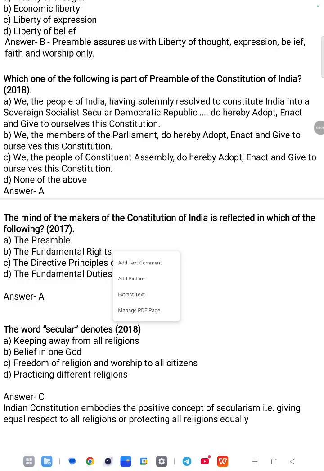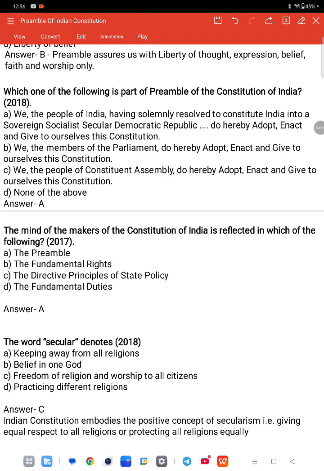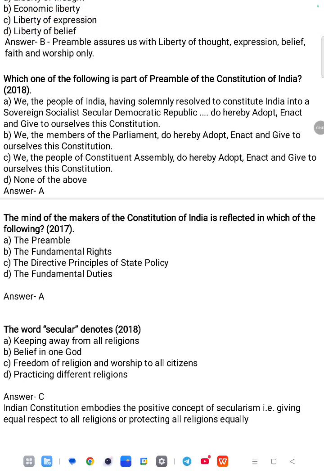Now, the mind of the maker of the Constitution is reflected in which of the following? Definitely the preamble reflects the mind of the Constitution maker. The word secular denotes freedom of religion and worship to all the citizens. So the Indian Constitution embodies the positive concept of secularism, that is giving equal respect to all religions and protecting all religions equally. So that's all.